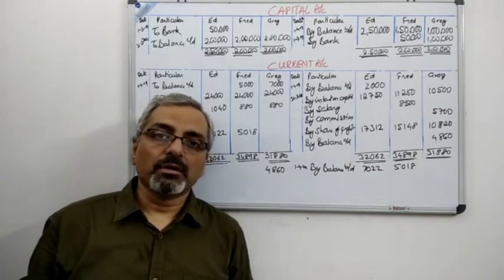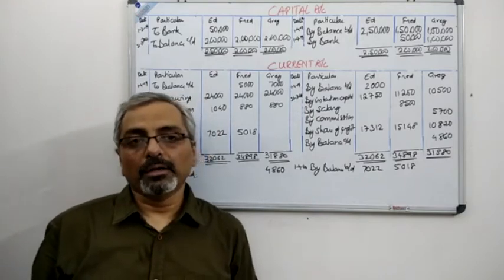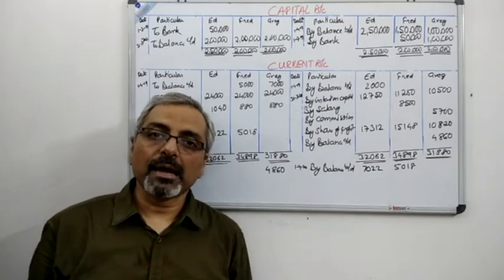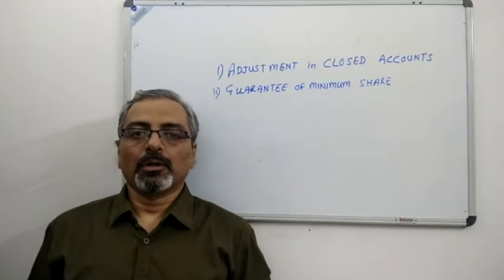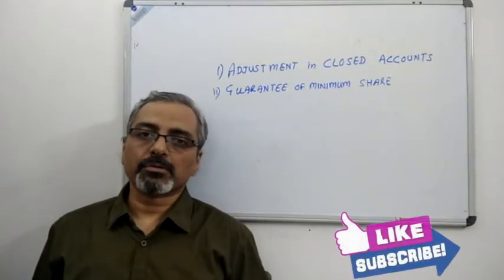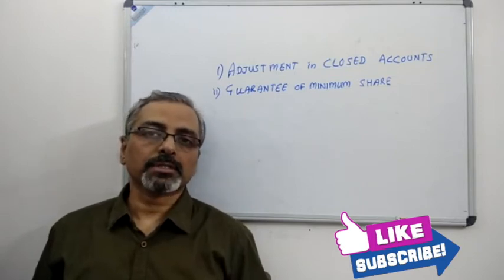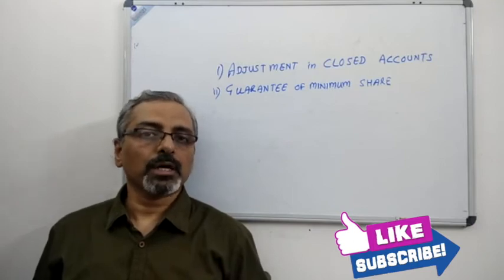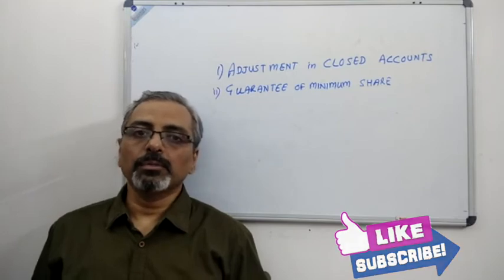Keep watching my channel. I will come up with more sums on this chapter, and in my next video we'll be talking about a sum with fixed capital with more types of distributions. So we have come to the end of the preparation of the capital account. I hope you've understood everything about it. And next we will go on to the successive lectures, in which I will tell you about the adjustment of the close account and the minimum profit guarantee to a partner, which we'll be seeing very soon.